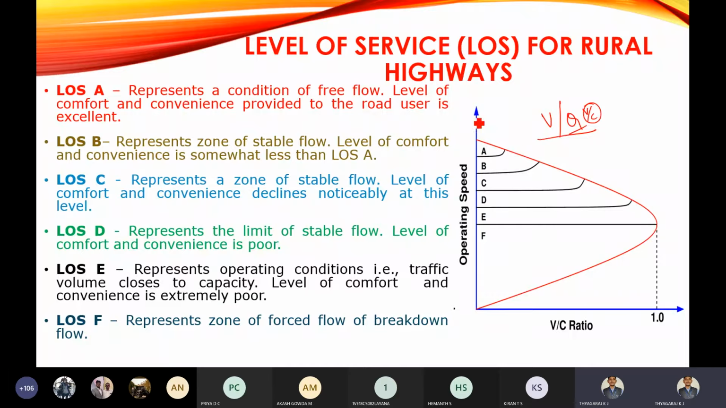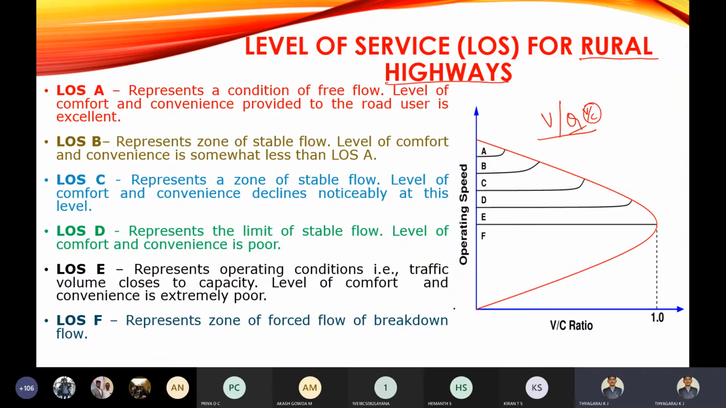Before going to level of service, first we will see what are rural highways and what do you mean by an urban road. Rural highways means the roads which are running in the rural areas. The important roads which are running in the rural areas are called rural highways.